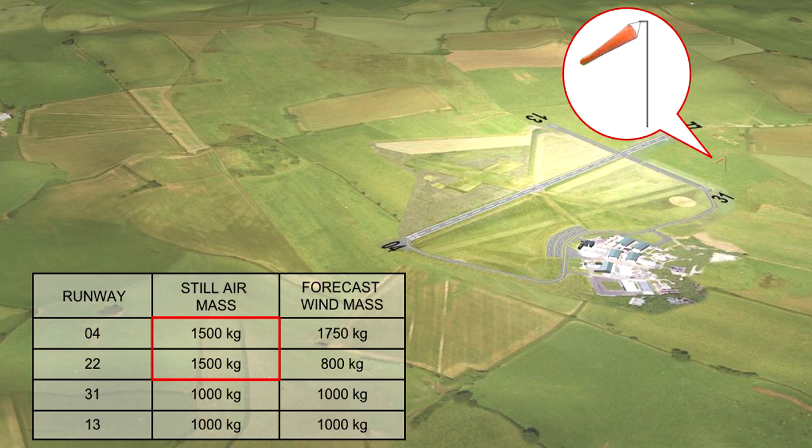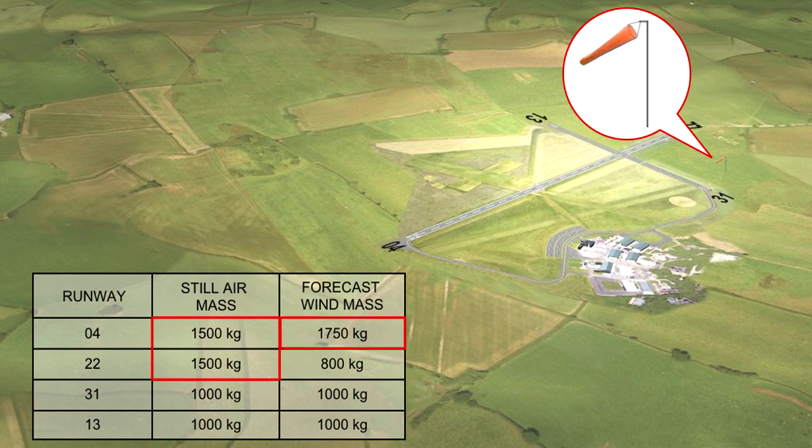Therefore, the maximum landing mass for these two runways will be the same as for still air. If the second dispatch assumption is that the aeroplane will land on the runway most likely to be assigned considering the probable wind speed and direction, then it would have to be runway 04 with a maximum landing mass of 1,750 kilograms. In summary then, the first assumption requires that the pilot select runway 04 or 22 for a maximum still air landing mass of 1,500 kilograms. And the second assumption will require the pilot to select runway 04 for a maximum landing mass of 1,750 kilograms.